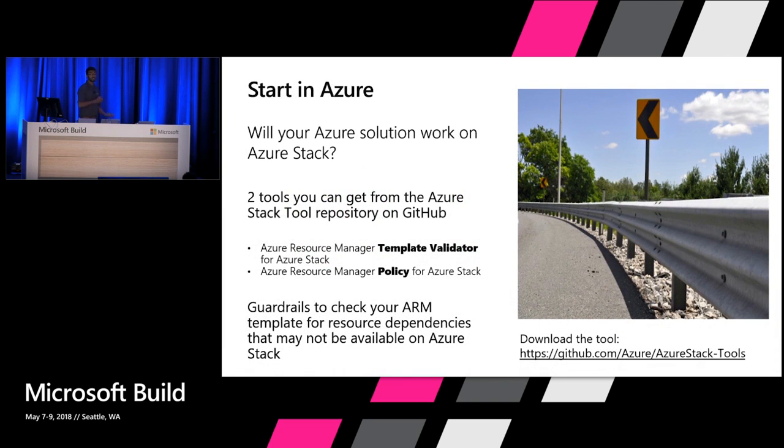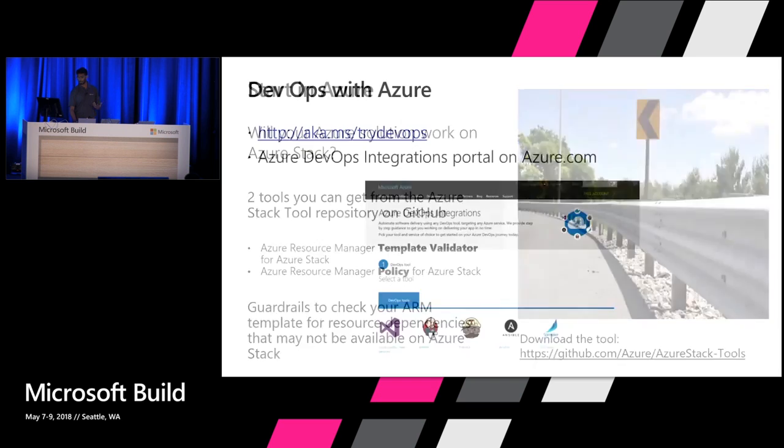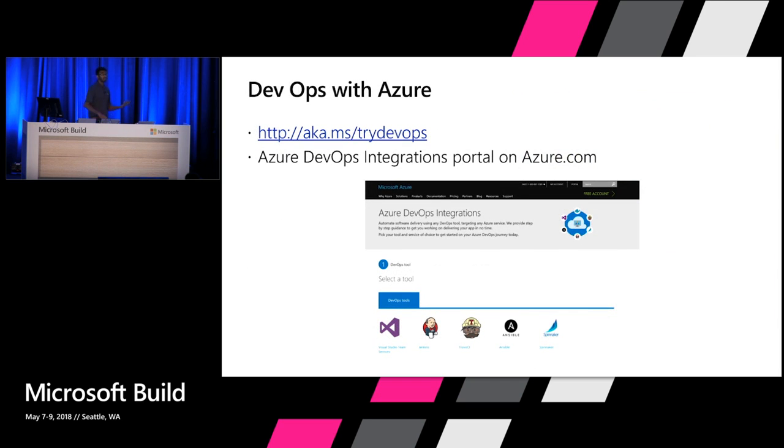We want you to get started in Azure. We want to make sure your Azure solution works on Azure Stack. We have a number of guardrails on GitHub that will let you make sure your templates work with Azure or Azure Stack, and will let you constrain an Azure subscription to act like an Azure Stack subscription. We want you to get started with DevOps and get familiar with DevOps. Azure has a DevOps integrations portal where you can get started and try out your different tools and see how they interact.